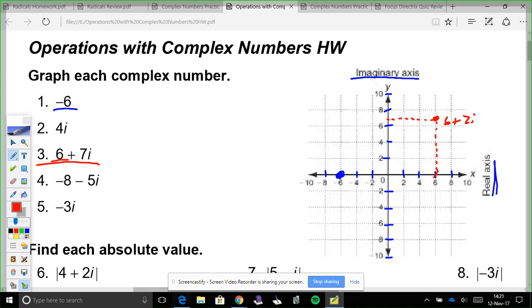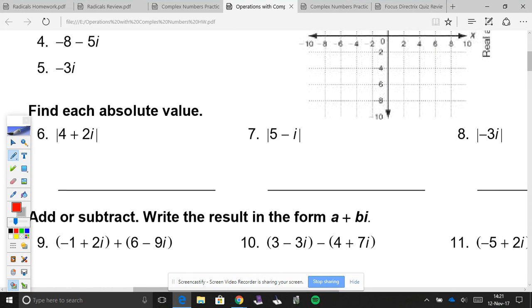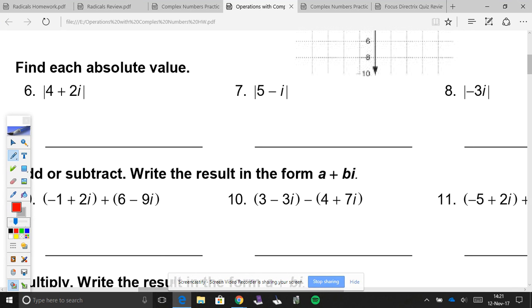So that's how you're going to do number 4 and number 5 as well. Just follow -8 on the real axis and then go down to -5 on the imaginary axis. So you'll have your point. Okay. Now number 6, 7, and 8.